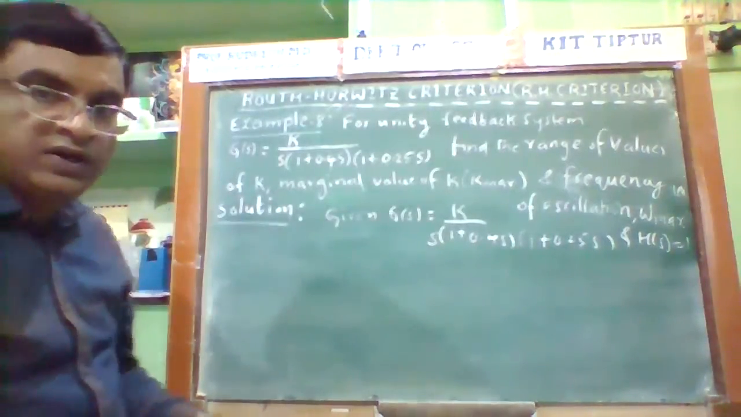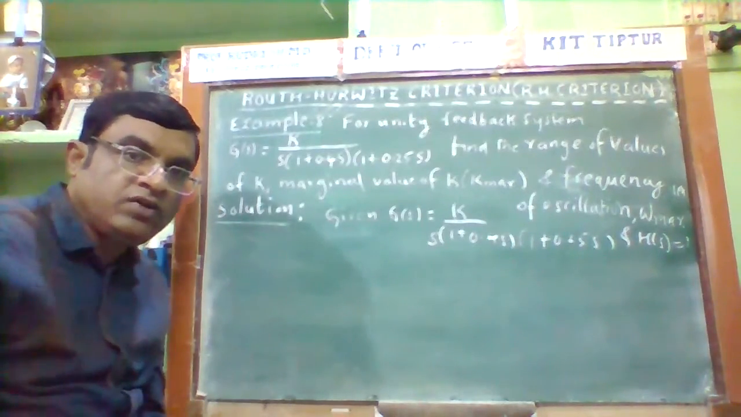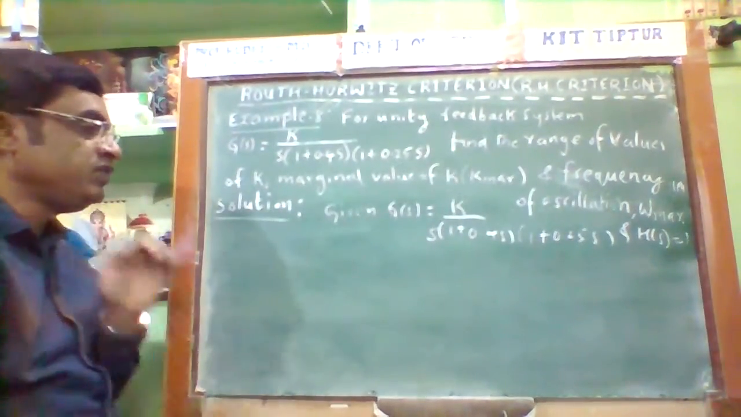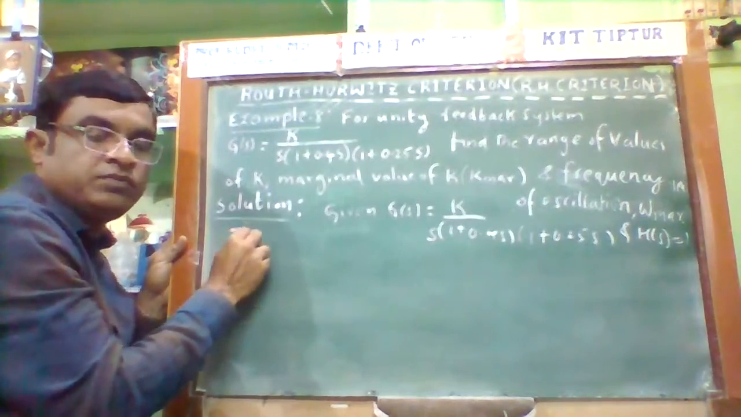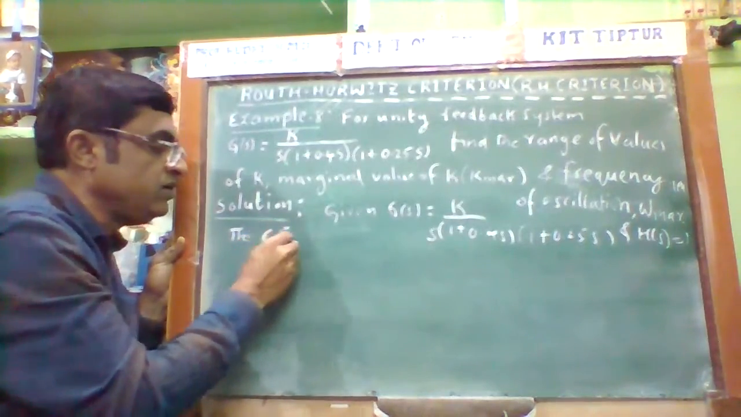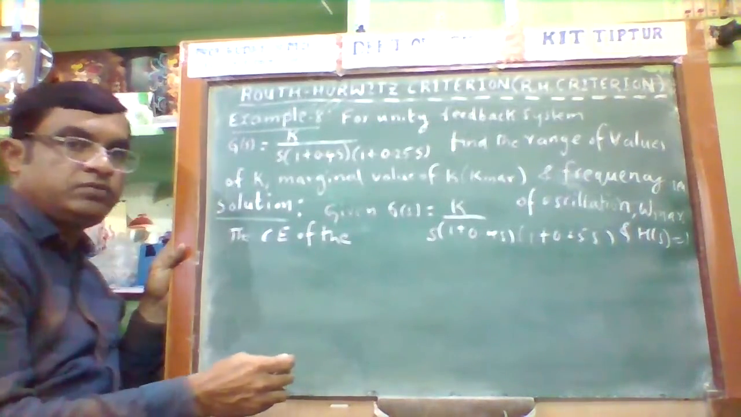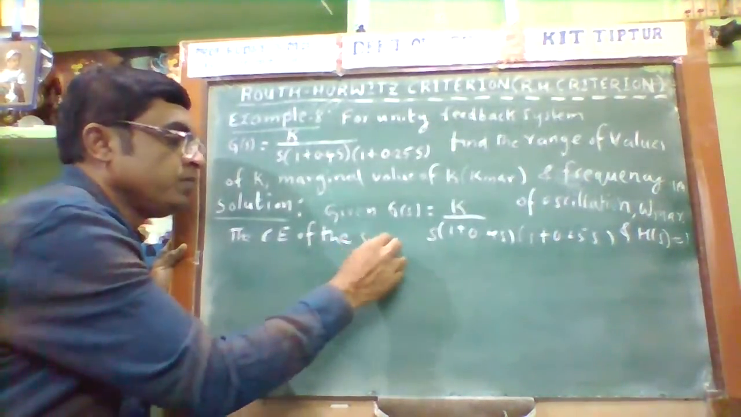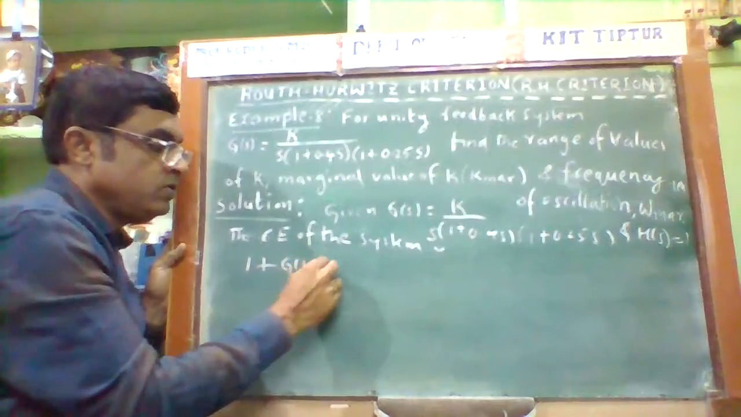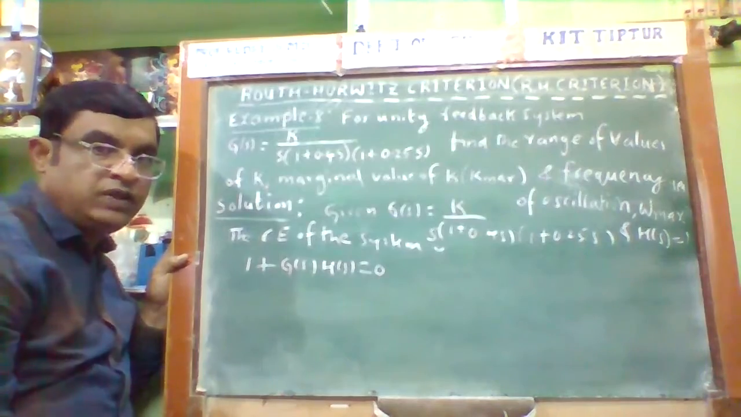Therefore, we need to find the characteristic equation, replacing the values of G(s) and H(s). The characteristic equation (CE) of the system is 1 plus G(s) into H(s) is equal to 0. This is the general characteristic equation of any system.